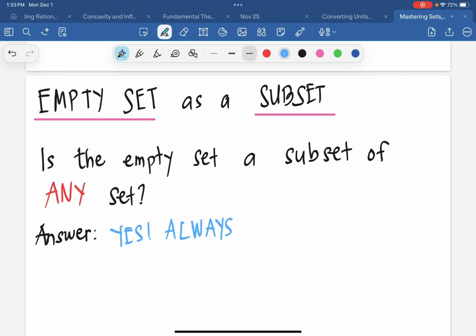Now, let's dig into the concept of the empty set as a subset. Now let's have a question. Is the empty set a subset of any set? The answer is yes and always. But how? Why is an empty set a subset of every set? Now let's go back to the idea of a subset. A subset means all elements of A must be in B. Now think. The empty set has no elements, obviously. Since there is nothing to check, nothing breaks the rule. So that means the condition is always true.